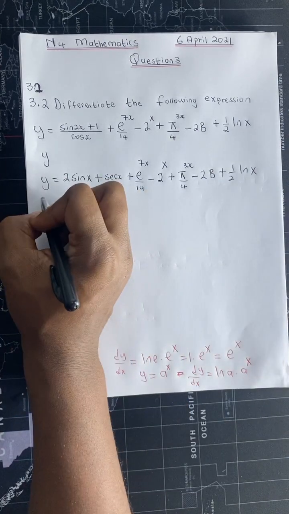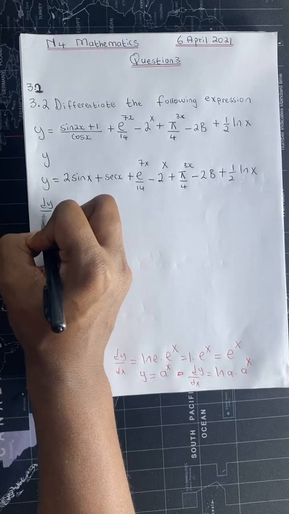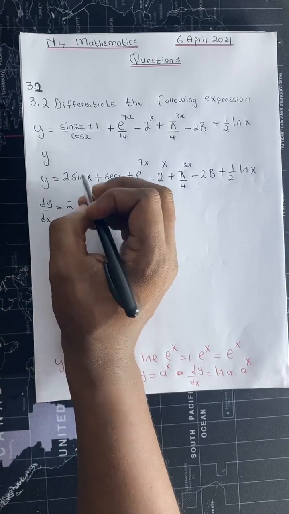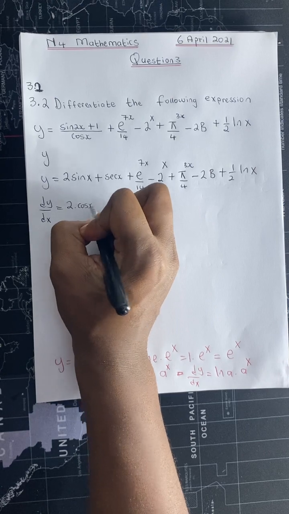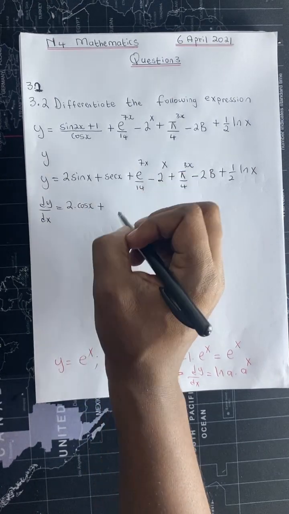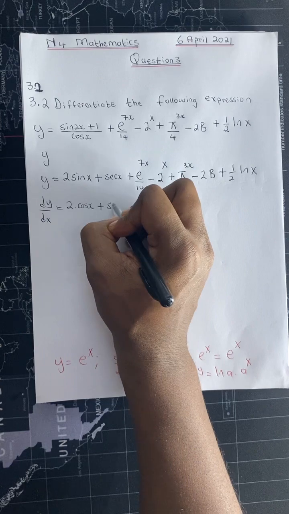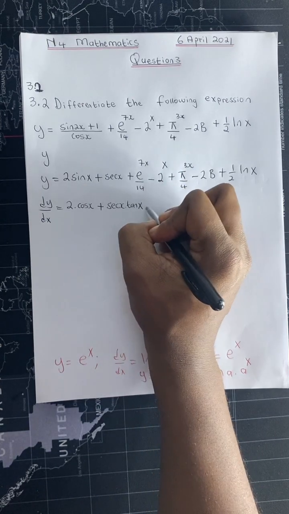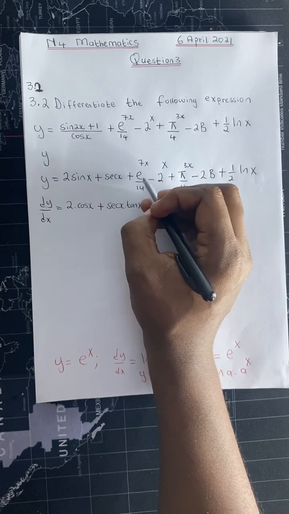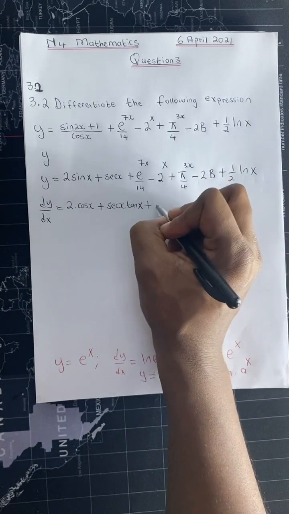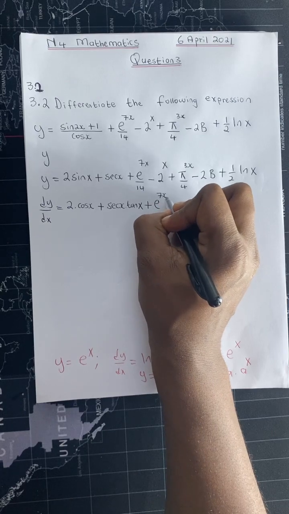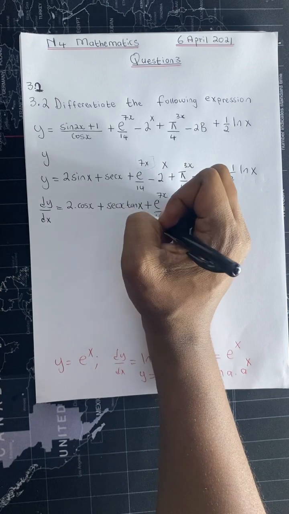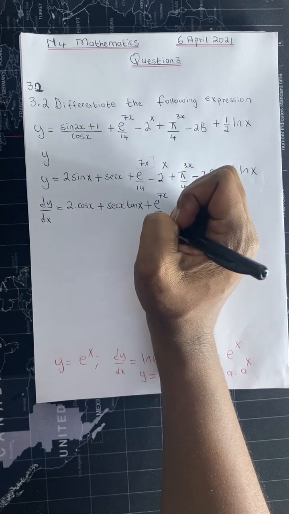So we have to differentiate that. So dy over dx will be equal to 2 times the derivative of sine x, which is cos x, plus the derivative of sec x. From our formula sheet, it's sec x tan x, plus the derivative of e to the power 7x, which will be equal to e to the power 7x over 14. But according to the chain rule, we also have to differentiate the exponent 7x.